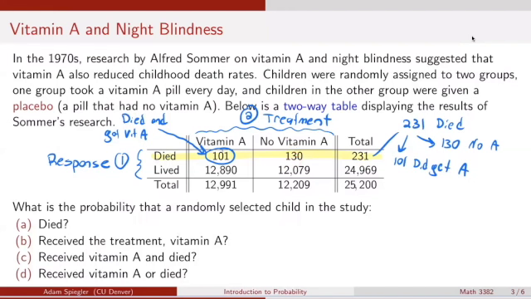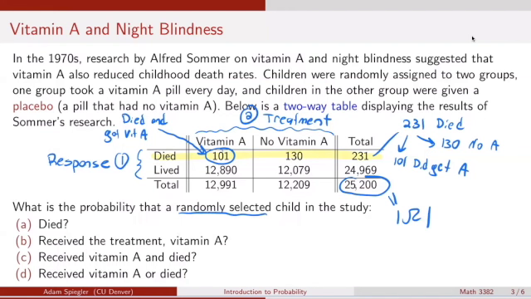So now that we can read this two-way table, we can answer some questions. So for example, what is the probability that a randomly selected child in the study died? So our sample space in this case would be all 25,200 children in the study. So that's the size of our sample space. And I'm going to assume that all of these participants in the study have an equally likely chance of being picked. So we're going to pick at random. So we're randomly selecting a child in the study. So that means they all have an equal likelihood of being chosen.